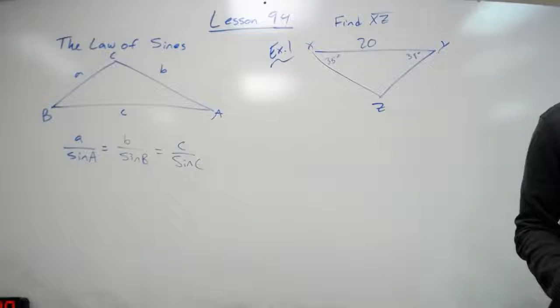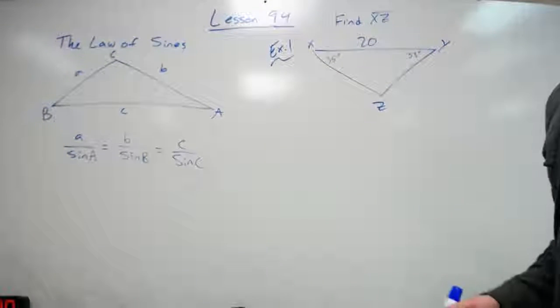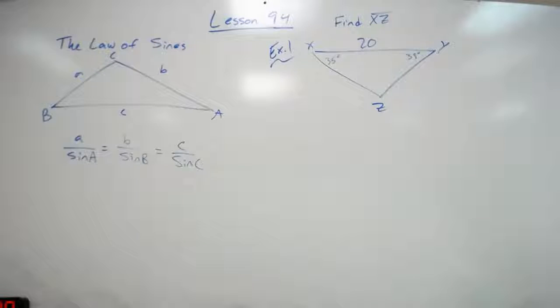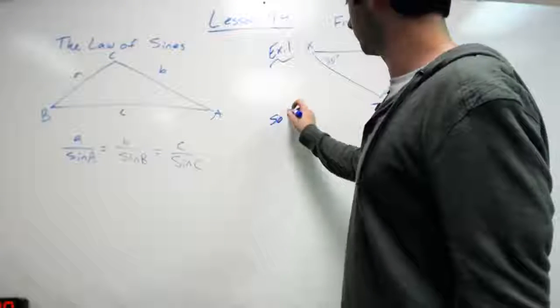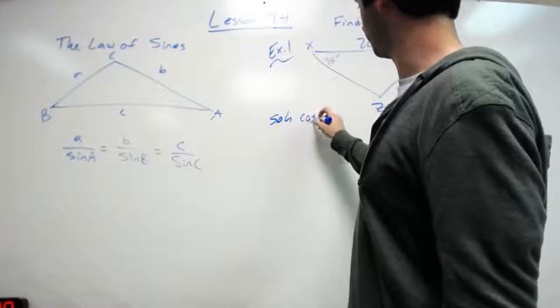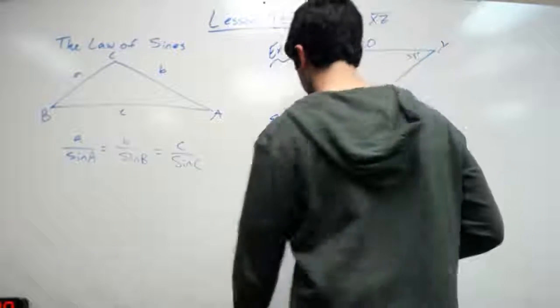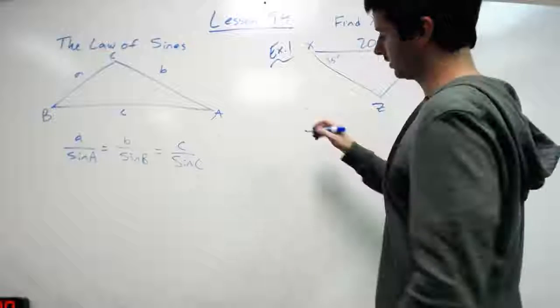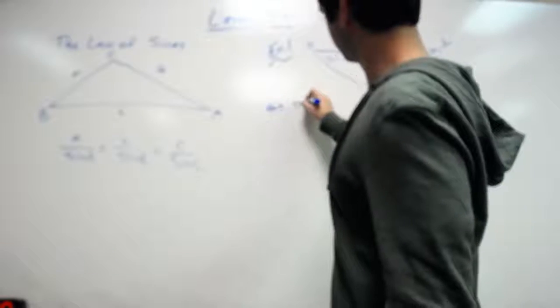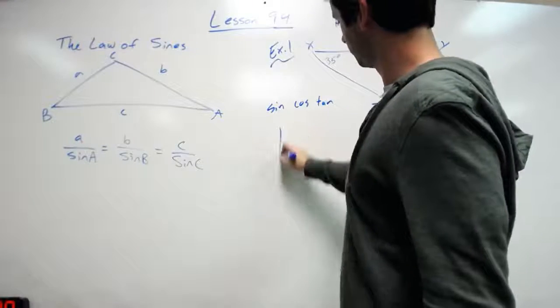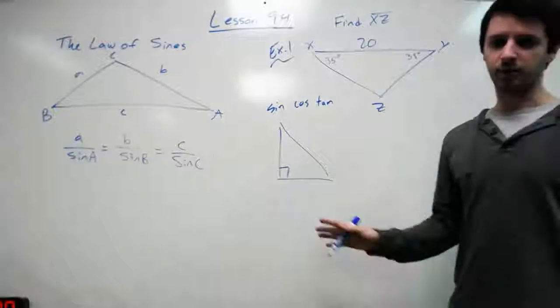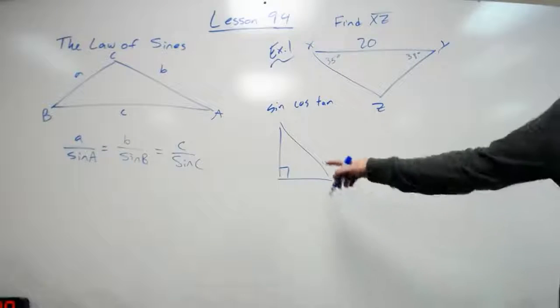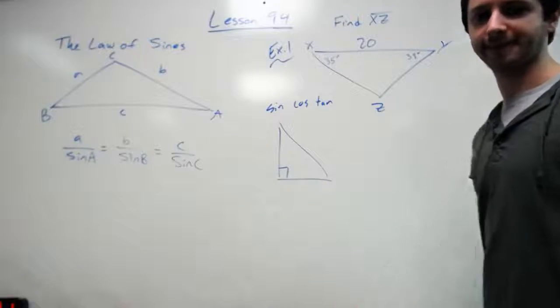In lesson 94, we're going to look at what's called the law of sines. Previously we've done things like sine, cosine, SOHCAHTOA, using sine, cosine, or tangent. But previously they were for a right triangle. Well, we're going to look at a way to use sine without having a right triangle in the problem.